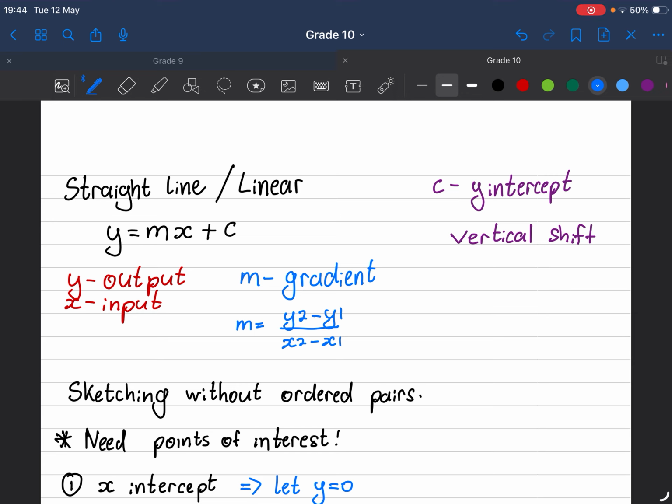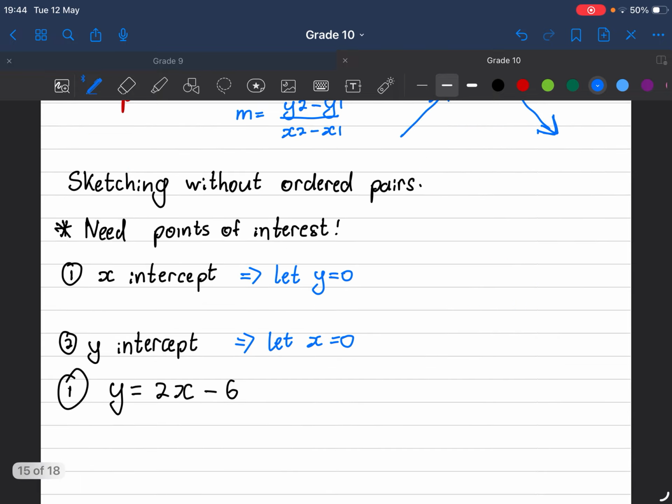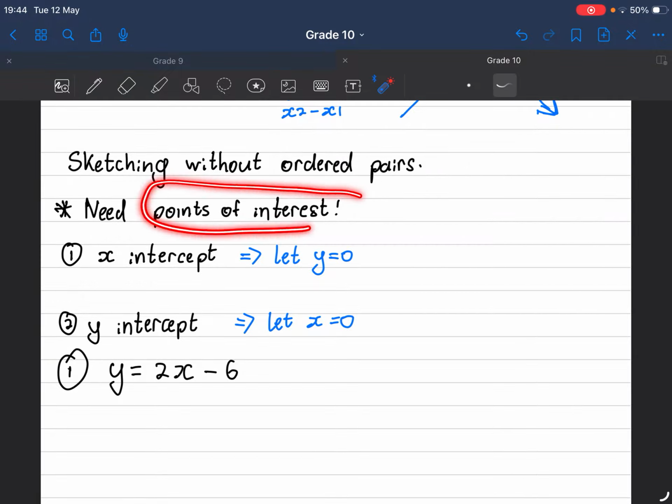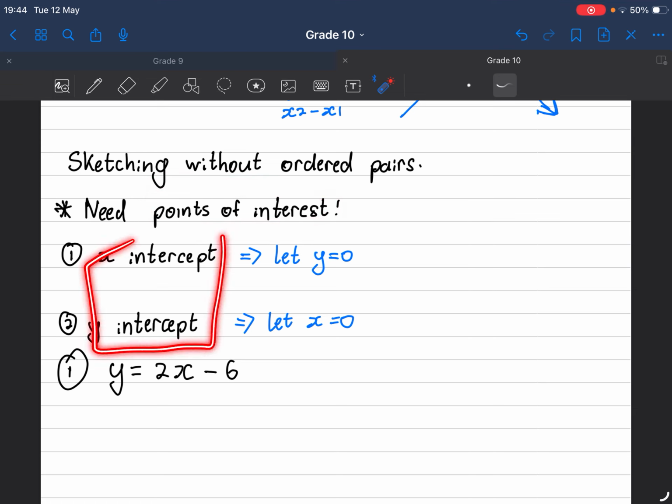With our gradient, if our gradient is greater than 0, meaning it's a positive value, your graph should be on an upward slope. If your gradient is less than 0 or a negative value, your graph will be on a downwards slope. We're going to learn how to sketch without ordered pairs. This means we're not going to draw a table and substitute points and then plot it. We're not going to do that anymore. What we need is points of interest, and the points of interest on a straight line graph are these two, the x-intercept and the y-intercept.